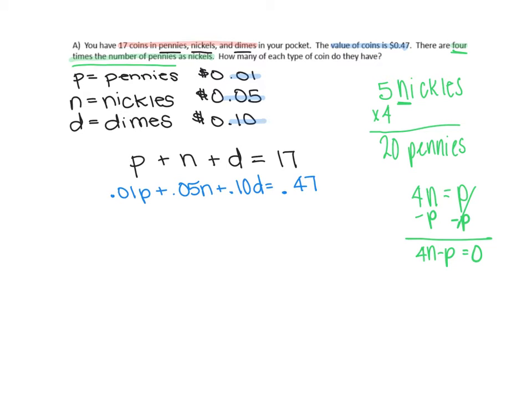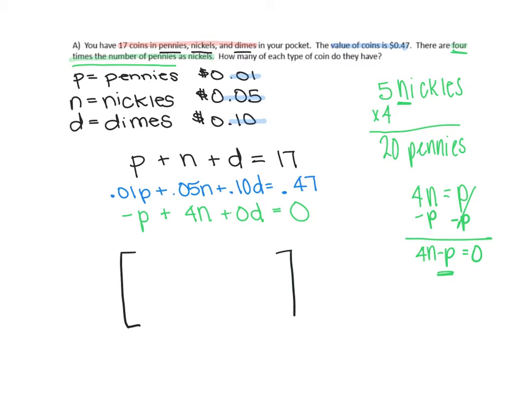I'm going to rearrange so that my variables are in order. I have these 4 nickels. I have minus P, so that should go out here because the P's are in front. I have nothing about dimes, so I'm just going to write plus 0 dimes just to line everything up nicely. So I just rearranged the equation. Now that I have it set up, I can type this into the calculator and solve.